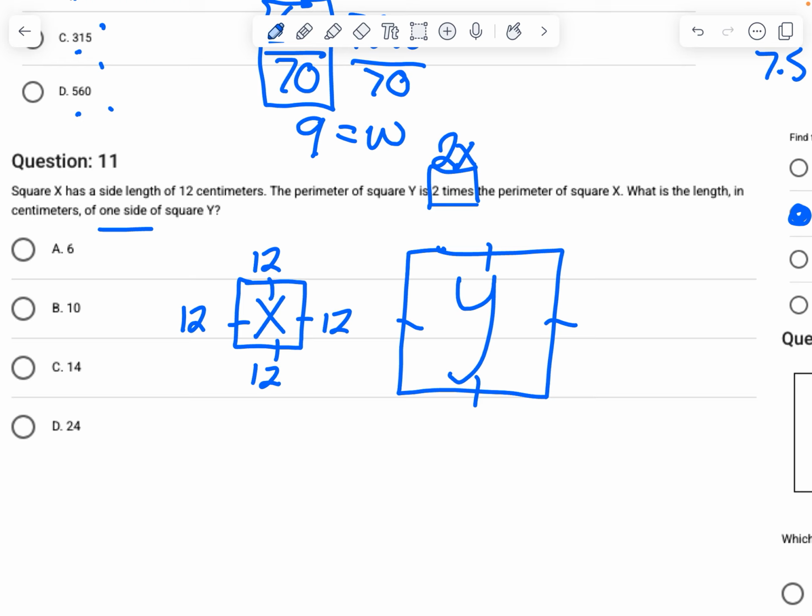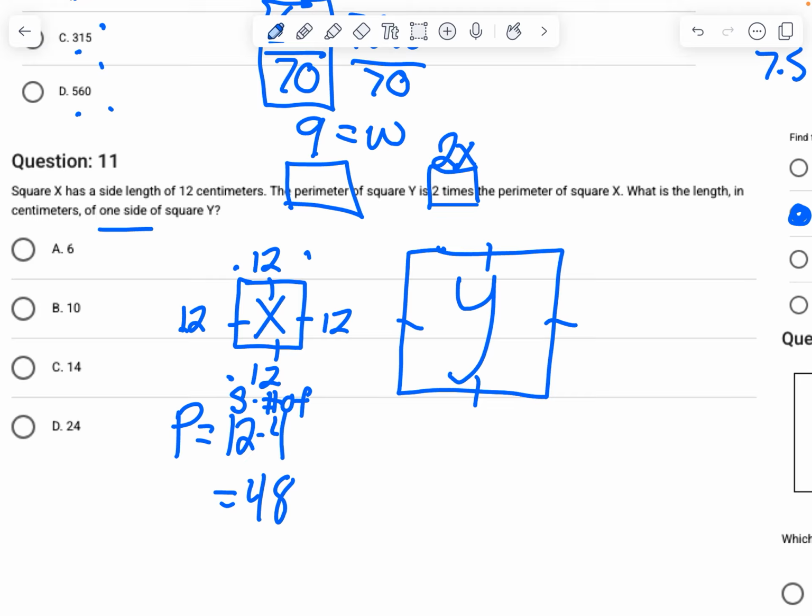Okay, well, we have to figure out the perimeter, because we're comparing perimeters of this square. Well, perimeter, we're just adding up all the sides. So the perimeter of x, 12 plus 12 plus 12 plus 12, or multiplying by 4, because they're all the same, is 48. It's just the formula: the side length times the number of sides.